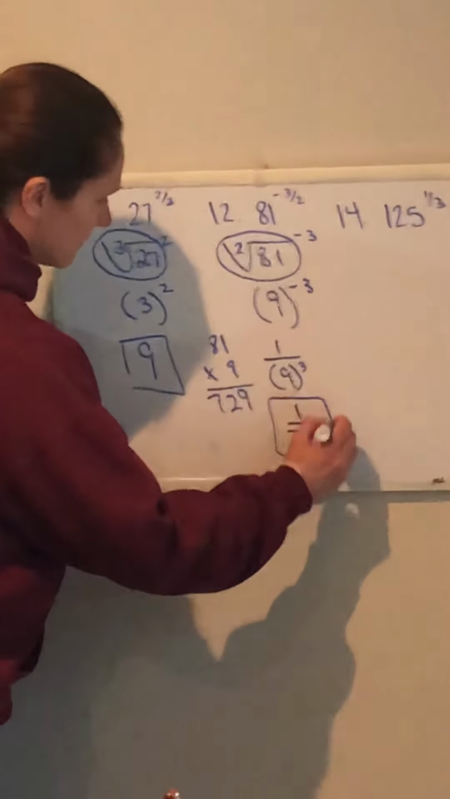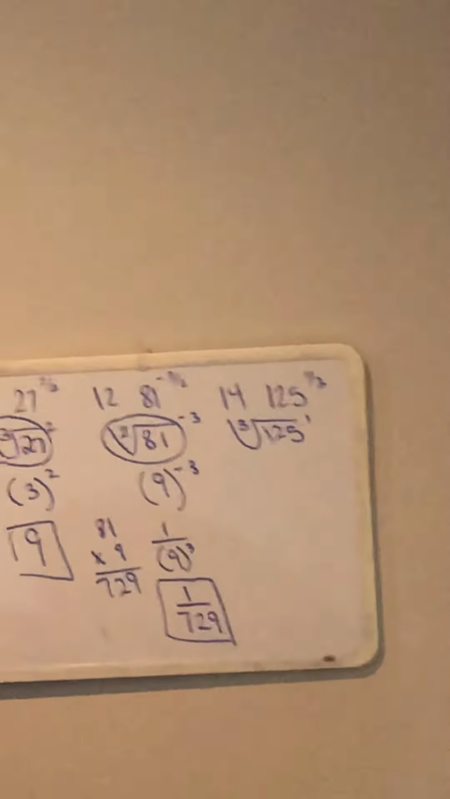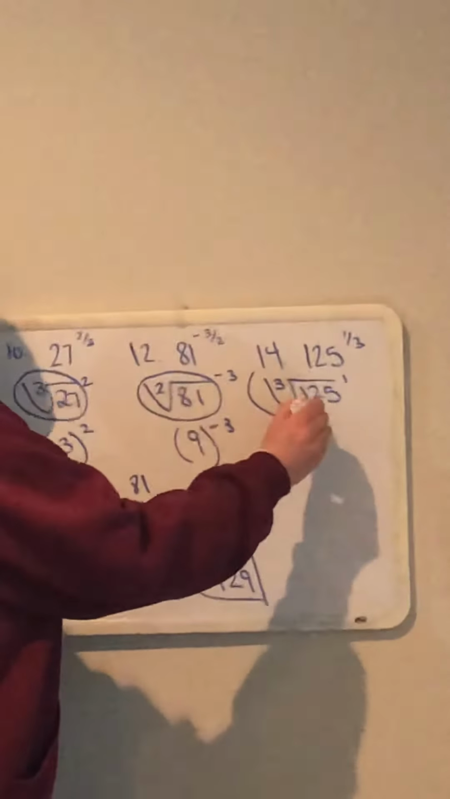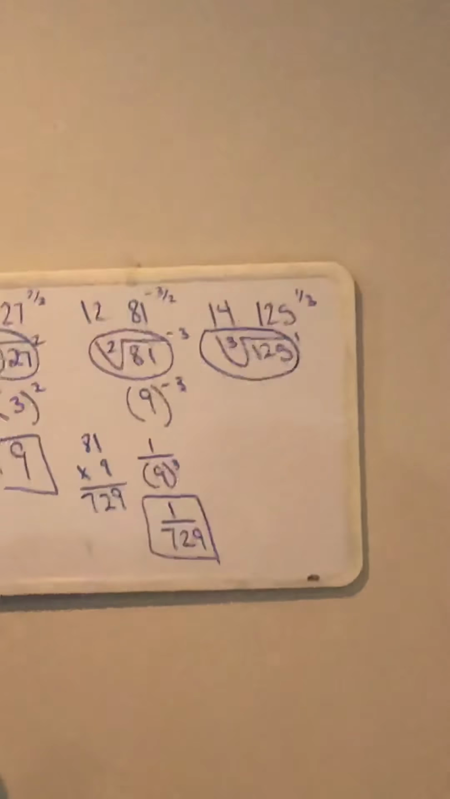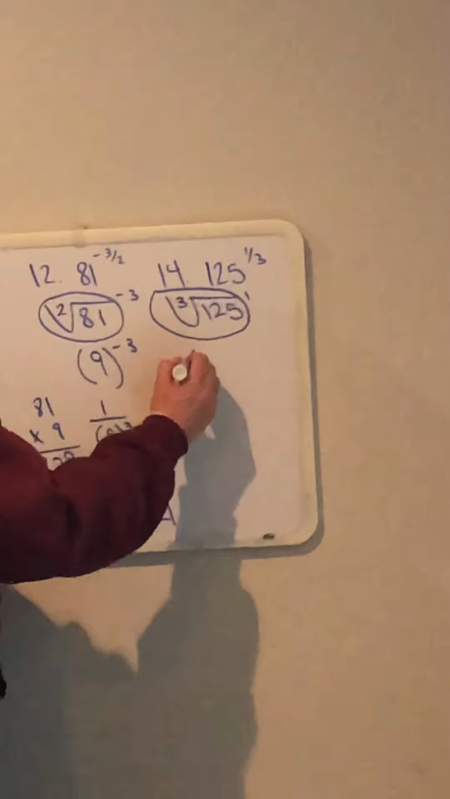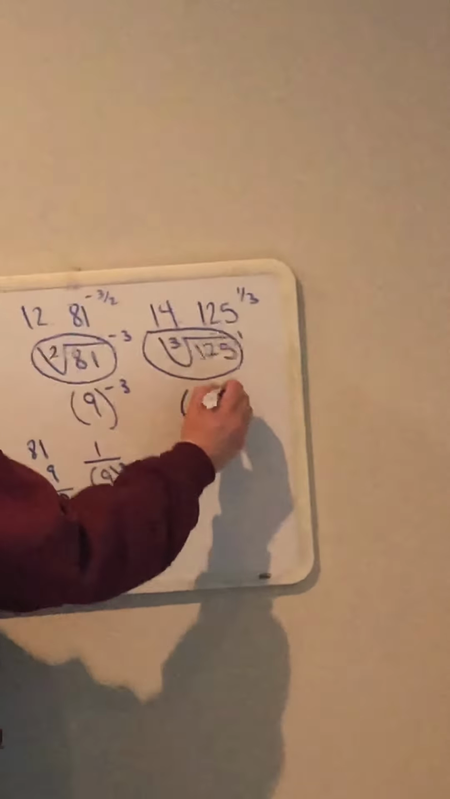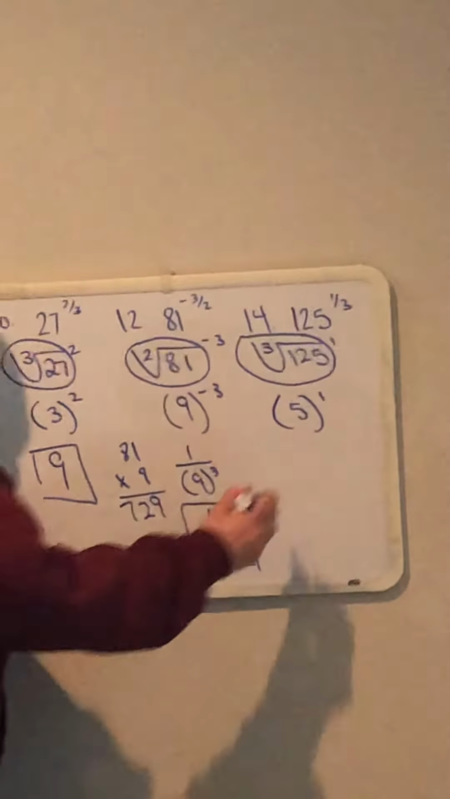Number 14, 125 to the 1/3 means the cube root of 125 to the 1st. Doing the root first, the cube root of 125 is 5, to the 1st is 5.